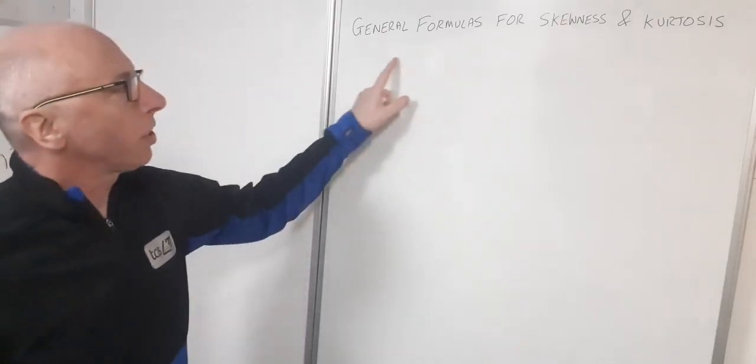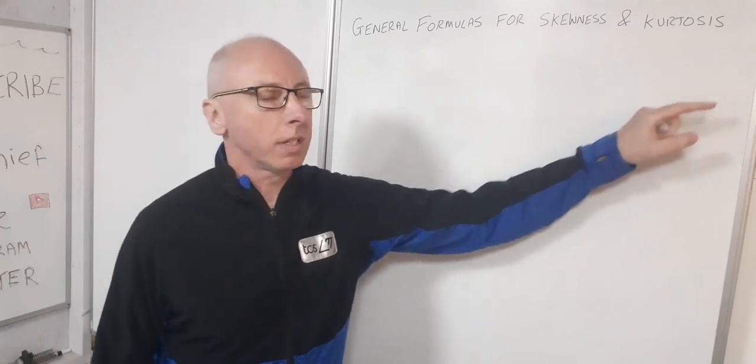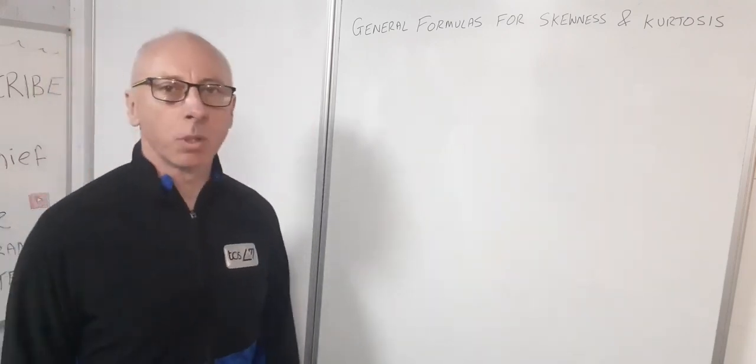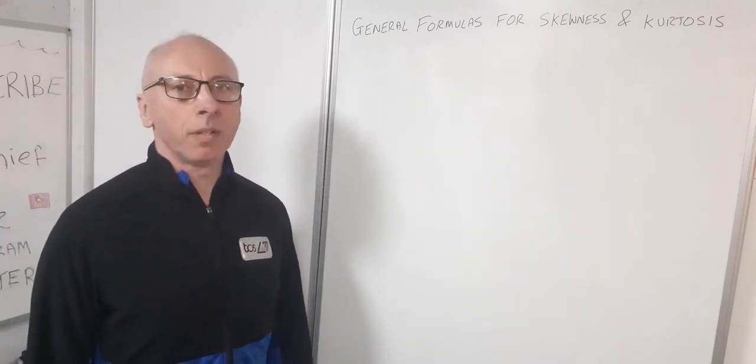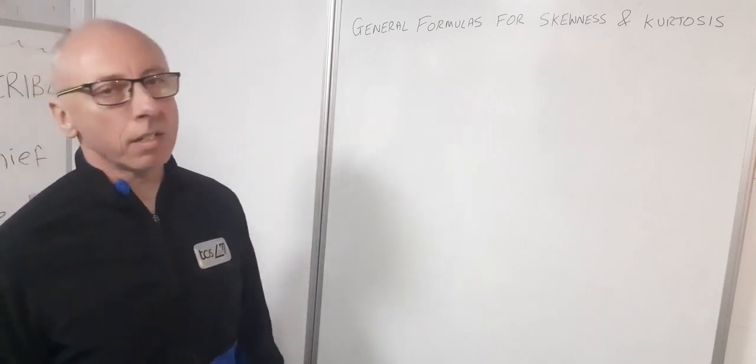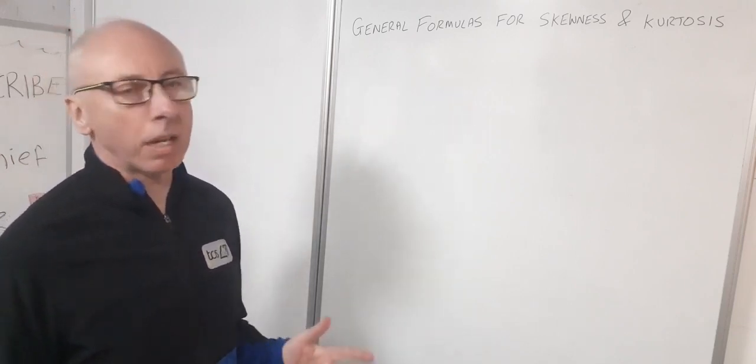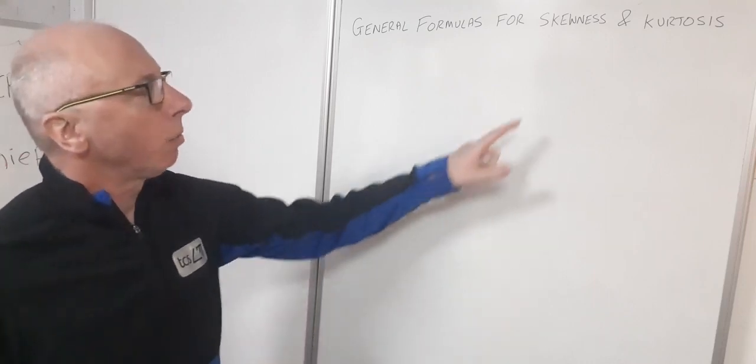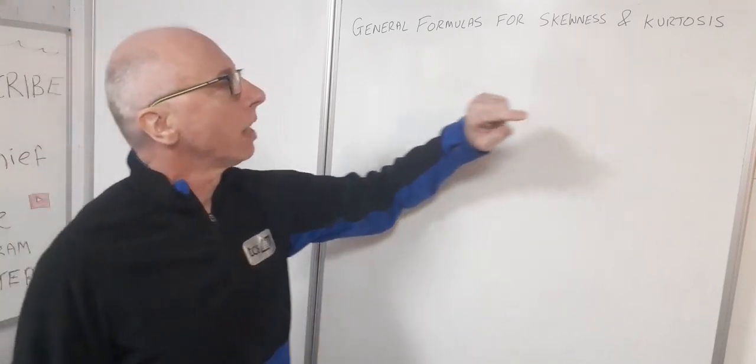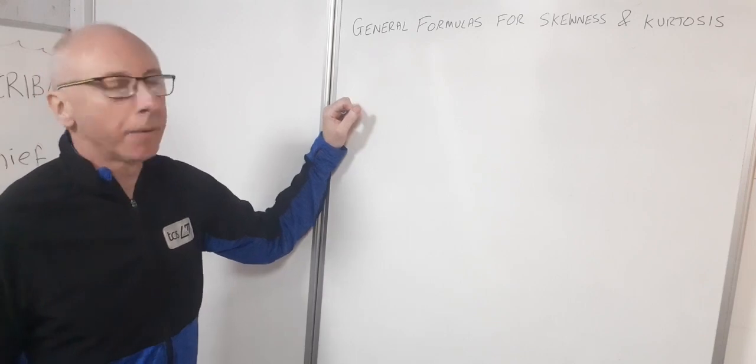So in this video we're going to find the general formulas for the skewness and kurtosis of a standard distribution. Now we're looking for the specific distribution in this case. If you check the link below, you'll see somewhere we calculate specific distributions where we get skewness and kurtosis. This one here we're looking for the general formula.